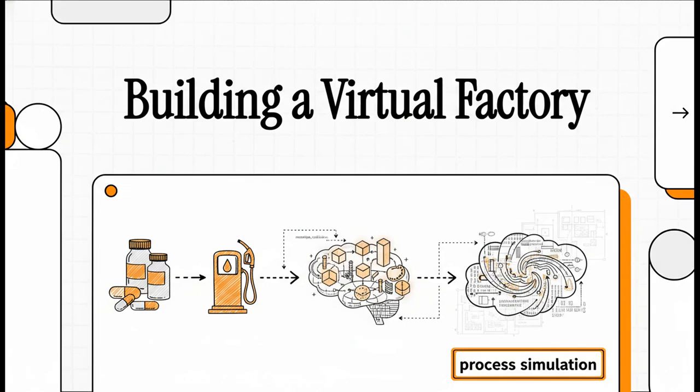From the fuel in your car to the medicine in your cabinet, pretty much everything we use is made in these huge, complex chemical plants. But here's the thing. Behind all that steel and piping, there's a hidden digital world, a kind of invisible blueprint that makes it all work. And today, we're going to dive right into that world. We're talking about process simulation.